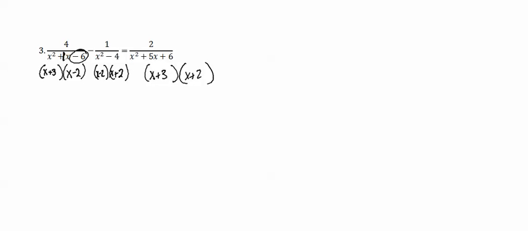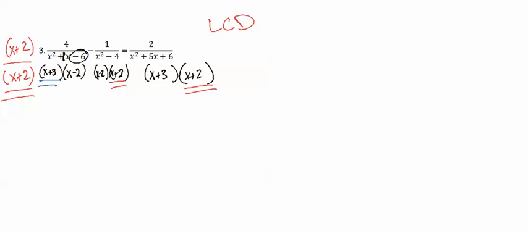And from there, what I'm going to do is compare and see what needs to be added in to get my LCD. So you'll notice there's an x plus 2 here, an x plus 2 here, but there's none over here. So I'm actually going to add an x plus 2 over here to account for that from the other fractions. So that's taken care of. Now I have an x plus 3 here. I don't have one here, so I'm going to add it into the third one. And then it's accounted for over here.